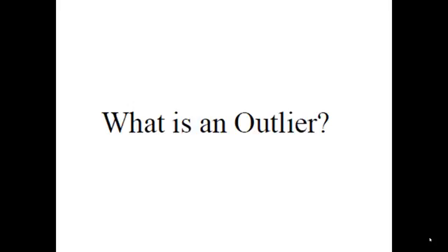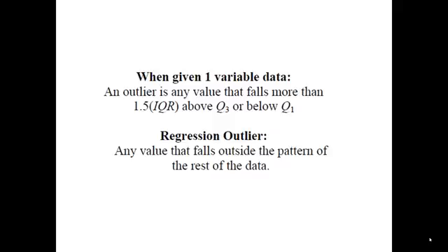What is an outlier? When given one variable data, an outlier is any value that falls more than 1.5 times IQR above Q3 or below Q1. A regression outlier is any value that falls outside the pattern of the rest of the data.